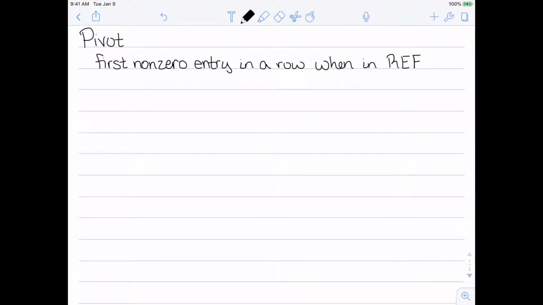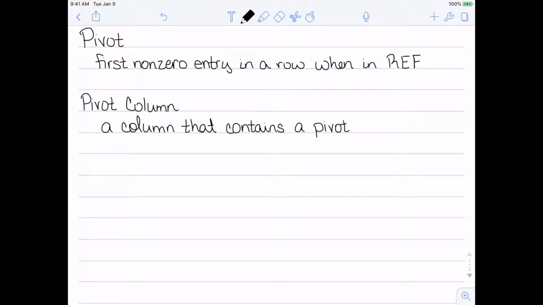To start the discussion for infinite solutions, we need to define two things. First is a pivot, which we defined previously. But just as a reminder, it's the first non-zero entry in a row when the matrix is in row echelon form. The next thing we need is a pivot column, which is a column that contains a pivot. So if I know there's a pivot in the first column, then the first column would be a pivot column.